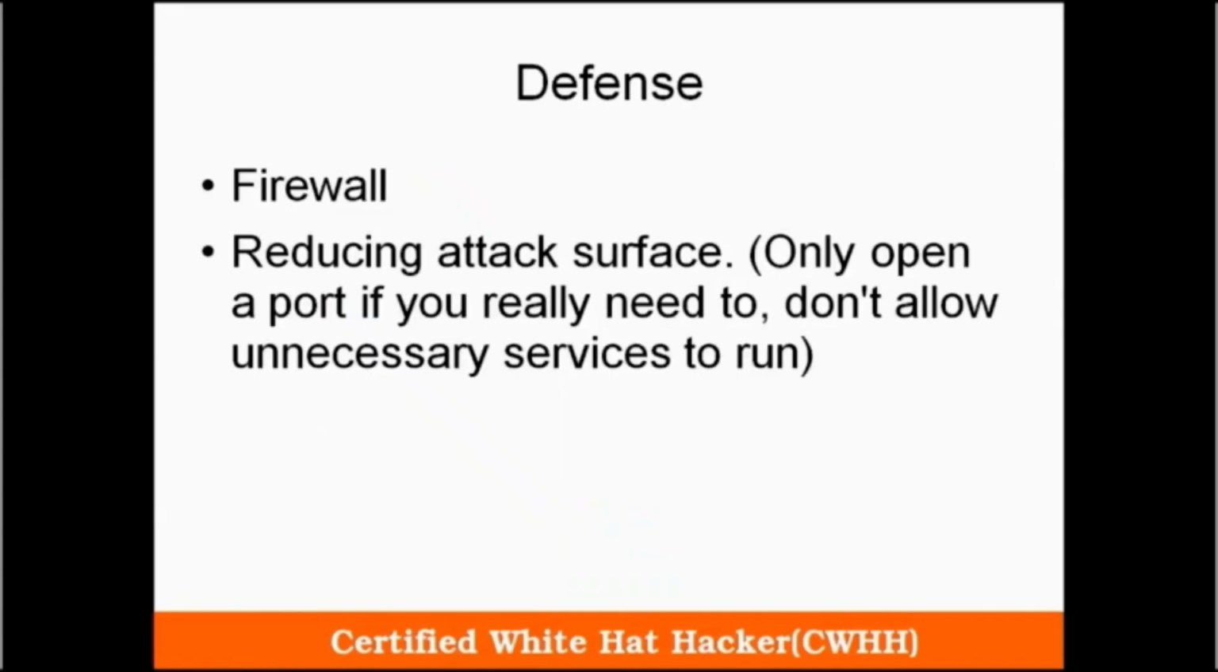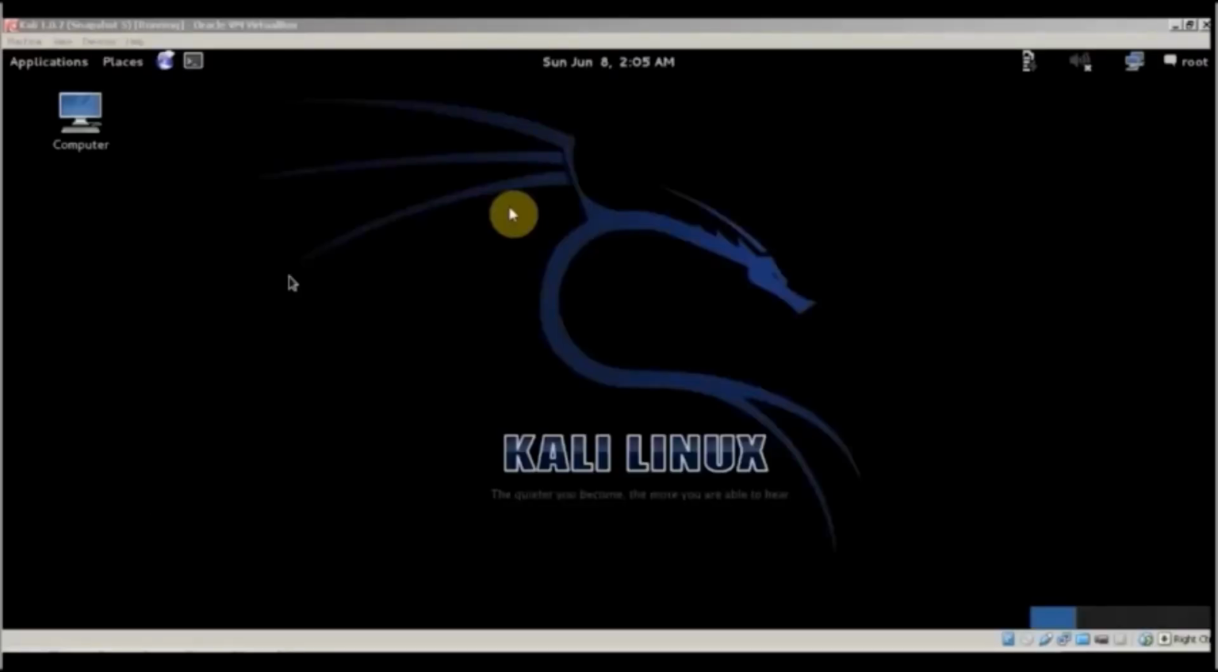So let's look at some defense for Nessus scans. So most important of all, a good firewall will detect that the Nessus is doing a scan and block that attacker from scanning it. And also you should reduce your attack surface on the server. So you should only open a port if it is really needed, and do not allow unnecessary services to run.